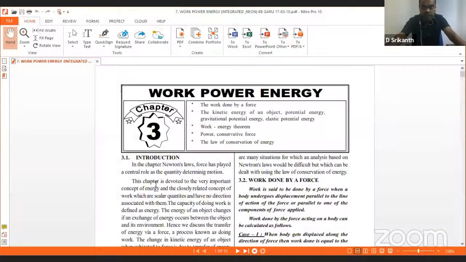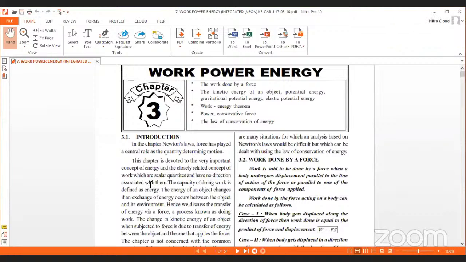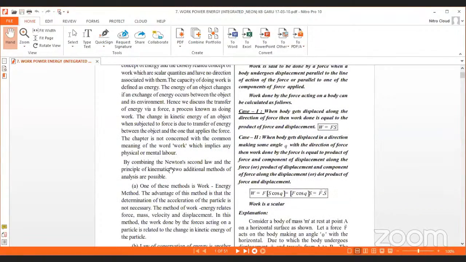All of you can see this document? Yes, sir. All of you can see. Yes, sir.